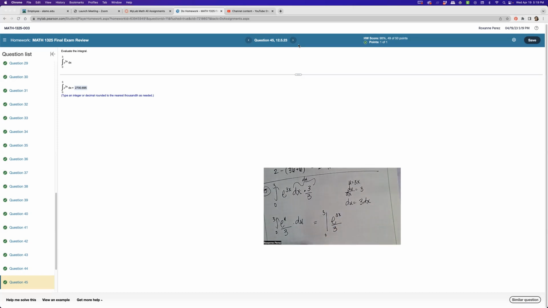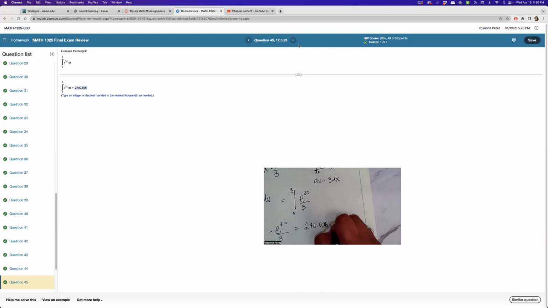So we're going to evaluate e to 3 times 3 over 3 minus e to 3 times 0 over 3. That's going to give us 2701.028 minus 0.333, which, rounded to the thousandth, gives us 2700.695.